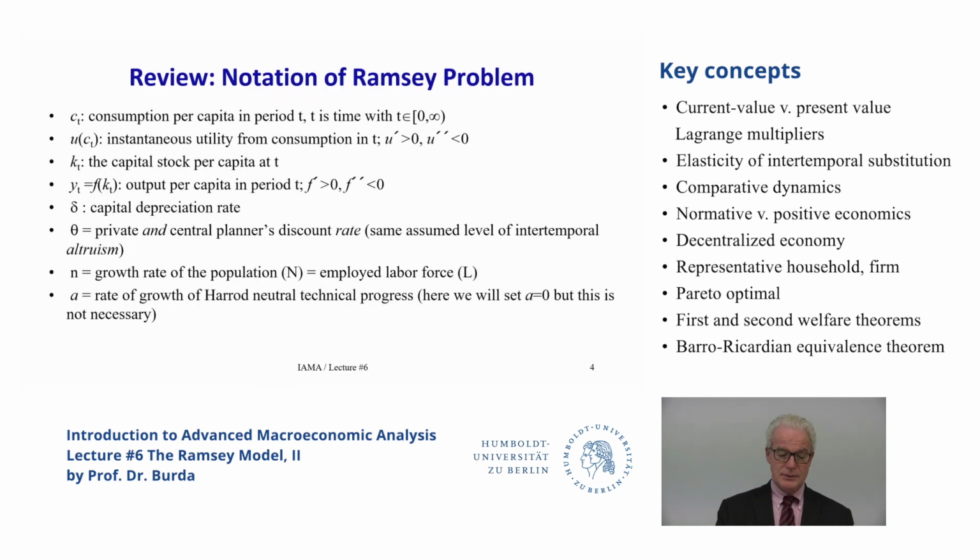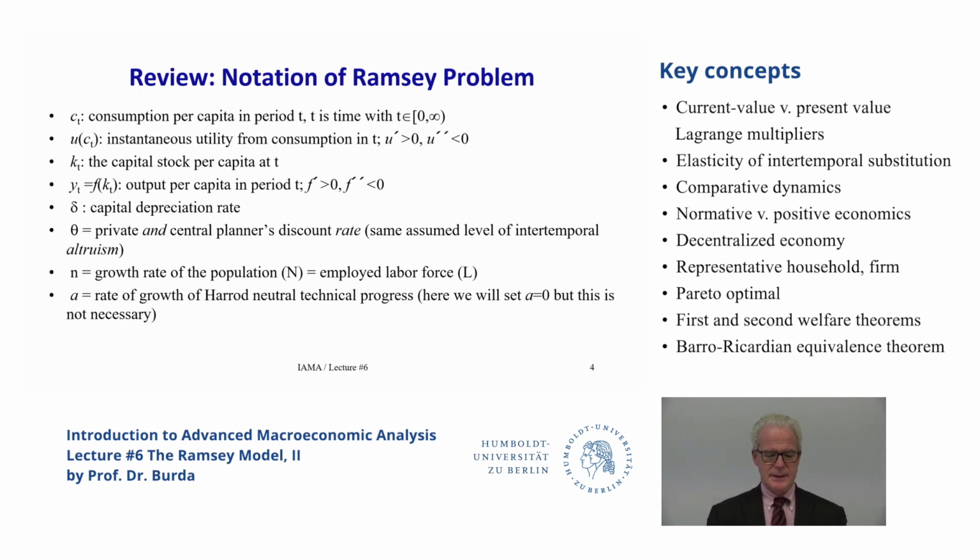Just to review the notation, consumption per capita was denoted by little c_t at time t. t is the time index, starting at 0 and going to infinity. The utility function is general at this point. We'll keep it general for this lecture. It's basically got a positive first derivative and a negative second derivative. Call it a concave felicity function or instantaneous utility function.